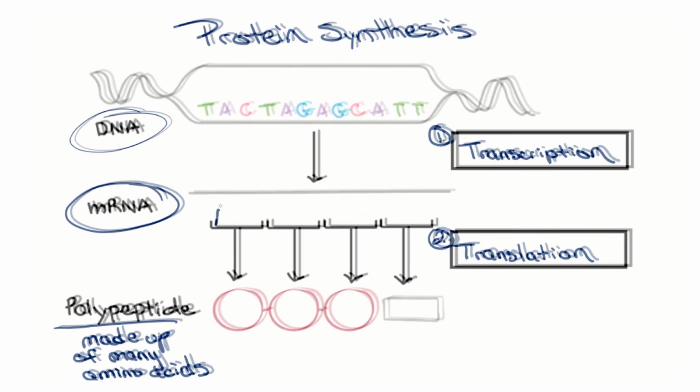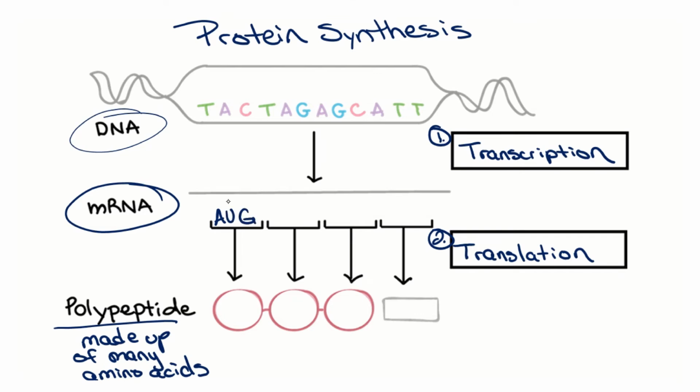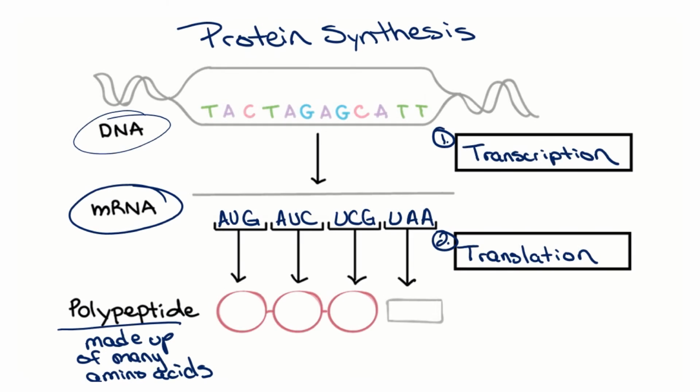T pairs up with A pairs up with U, C with G, T with A with U, G with C, A with U, G with C, C with G, A with U, T with A, T with A. Now looking at a codon chart, we would know that AUG codes for met, AUC codes for isoleucine, UCG codes for leucine, and then UAA is a stop codon.